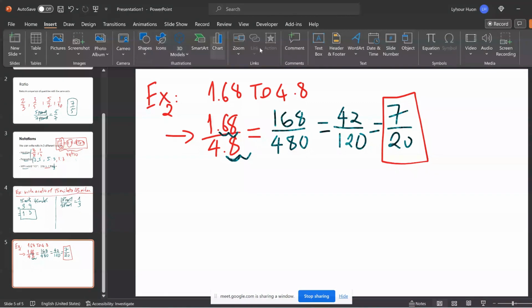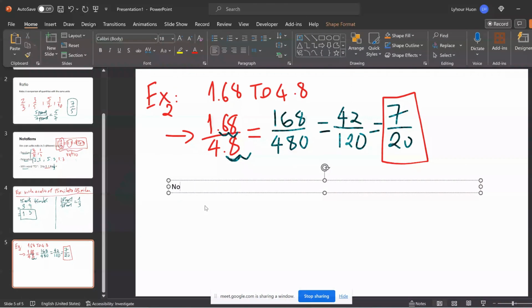A little note here. Number one, when we write the ratio, units are not written. Units are not written in a ratio.